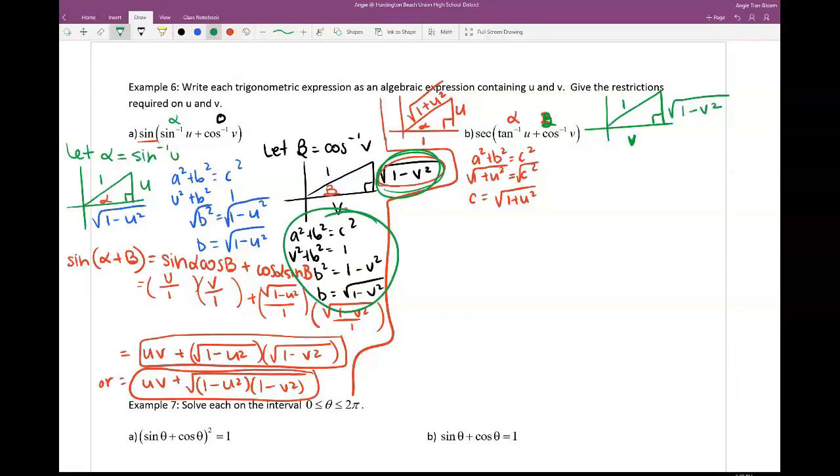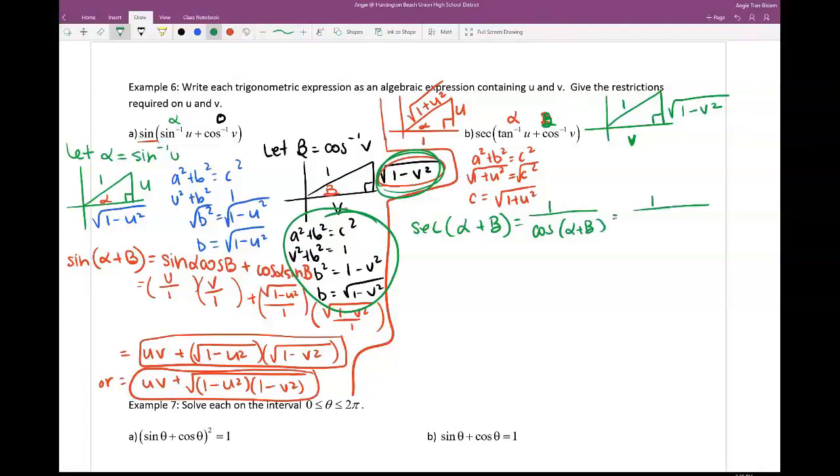I'm dealing with secant, so I'm going to start with secant of alpha plus beta. But Mrs. Tran-Bloom, you never gave us any identity for secant. Well, I don't need to. Why should we need to memorize another formula when I can just use something we already know, like cosine? Secant is 1 over cosine, and yes, it's the same. So we just have to carry the 1 on top the entire way. So let's keep on going.